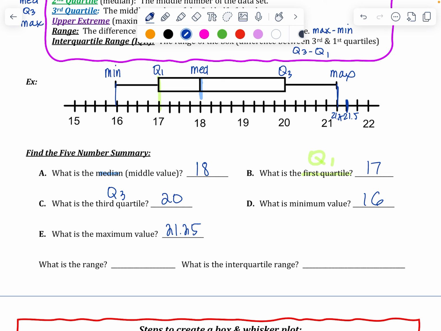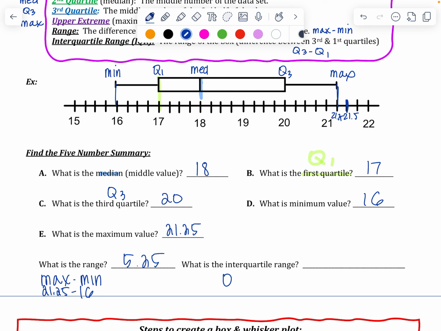What's the range? Once again, to find the range, you're going to take the maximum value and subtract the minimum value. So that's 21.25 minus the minimum value, which was 16, and you get 5.25. So that's the range. The range of this data is 5.25.